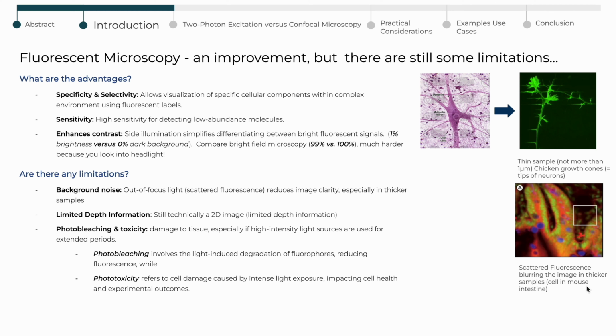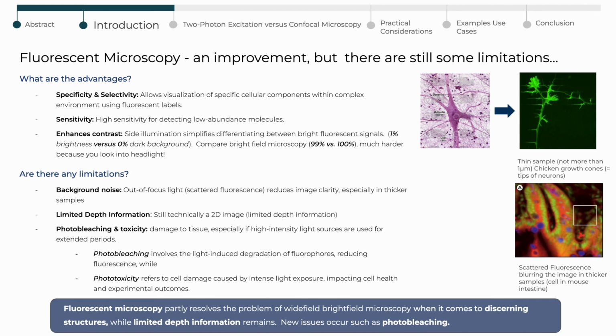So in summary, we can see that fluorescent microscopy partly resolves the problem of wide field, bright field microscopy, specifically when it comes to discerning structures and acquiring some depth information. But there is still only limited depth information, and we have new issues such as photobleaching.